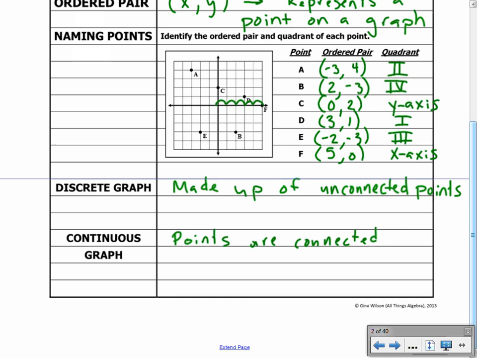Connected is not a word. Connected by a line or curve. There we go. Okay, so just some basic vocab.